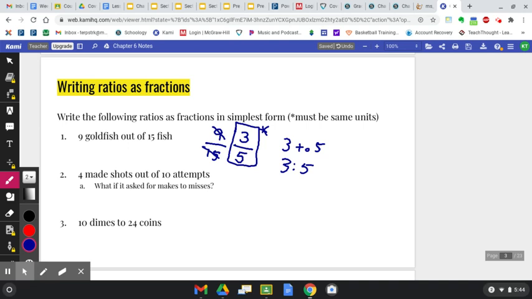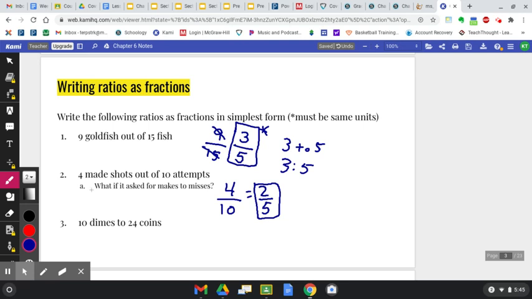Next one, it said 4 made shots out of 10 attempts. So we're going to start, right? We have 4 out of 10 attempts. All right, I know that 2 goes into both of those. So 2 goes into 4 twice, goes into 10 5 times.